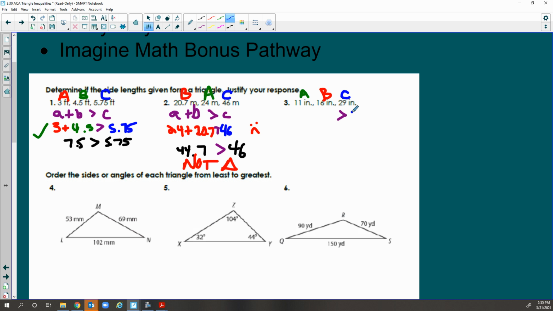C is 29, and A plus B has to be bigger than 29. So I'm going to do 11 plus 16. Is that bigger than 29? I don't think so. It's going to give me 27. 27 is not bigger than 29. So unfortunately, I'm going to have another sad face. This is not a triangle.